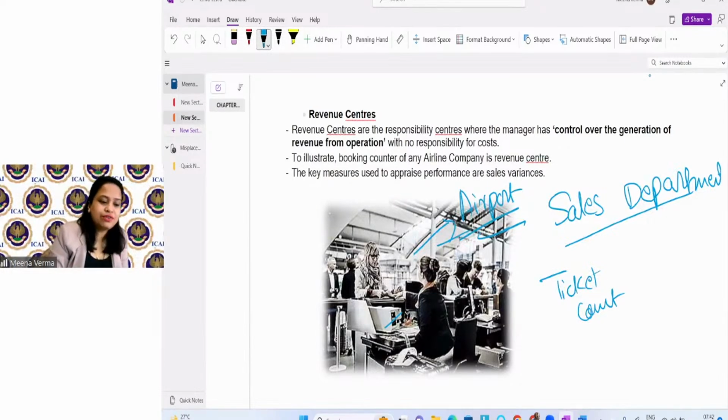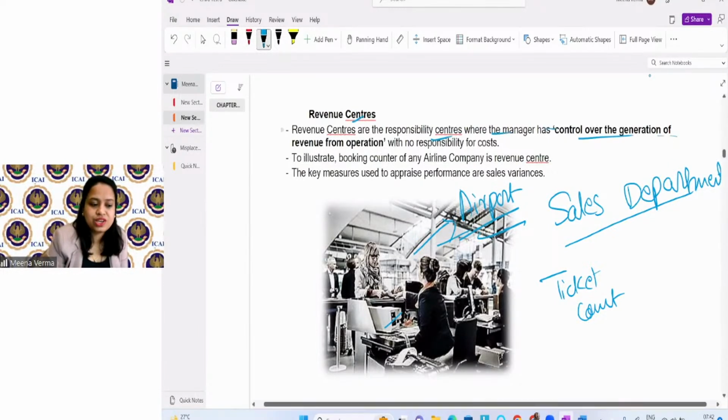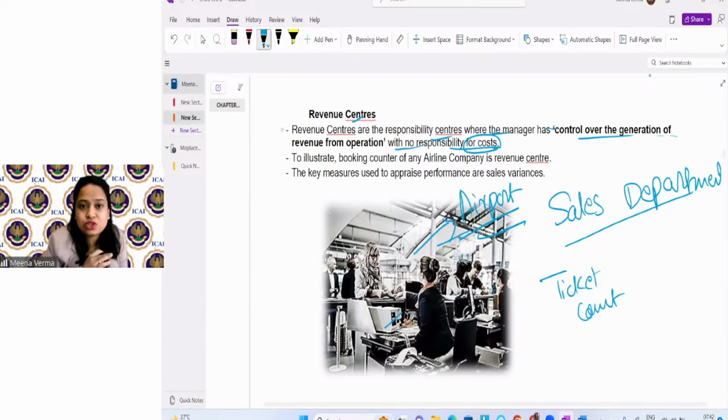So revenue centers are responsibility centers where the manager has control over the generation of revenue from operations with no responsibility for the cost. They are not at all responsible for the cost. They're only responsible to generate the revenues. The responsibility is what? To generate the revenue. Like the booking counter of an airline company. Their responsibility is to generate the revenue. All right. Okay. Next.